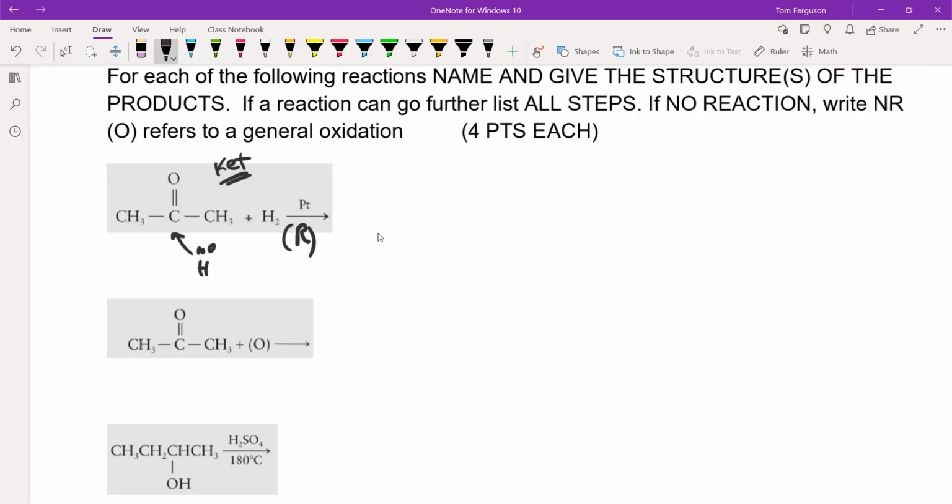And remember, to get to a ketone, we had to oxidize an alcohol. So if we do the opposite reaction, which is a reduction, we're going to end up with the alcohol again, where the carbonyl group is.